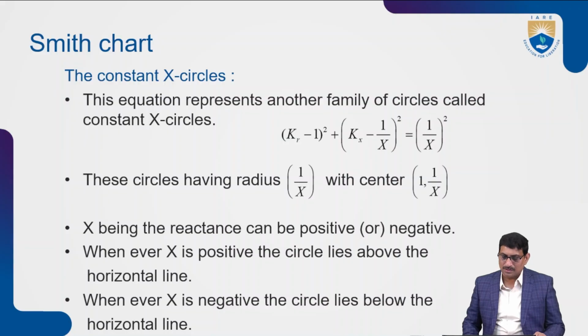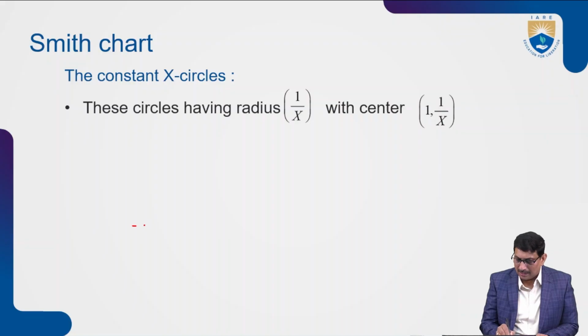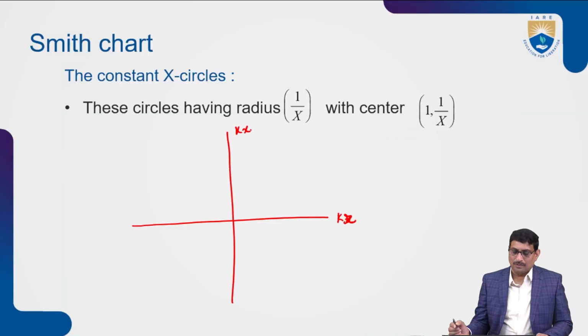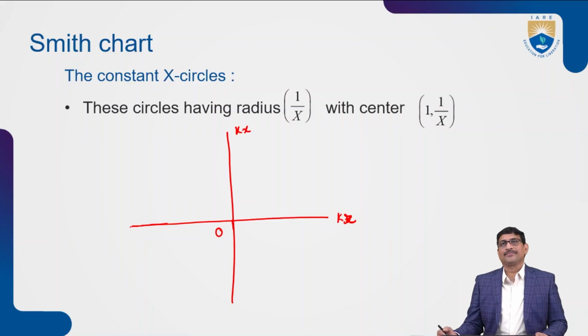To draw the X circles, this is the kR axis and this is the kX axis. With the center here, above this horizontal axis I will take X with positive values, and below it X with negative values. Above, the positive X values are called inductive circles, and below, the negative X values are called capacitive circles.